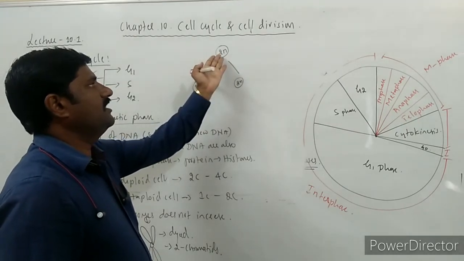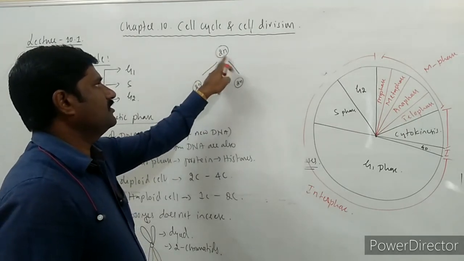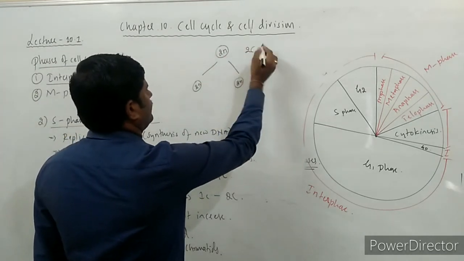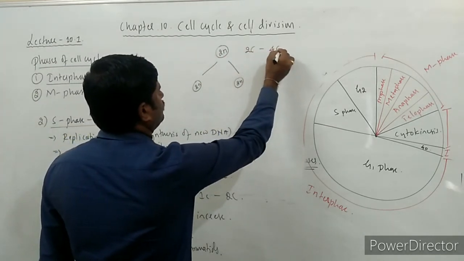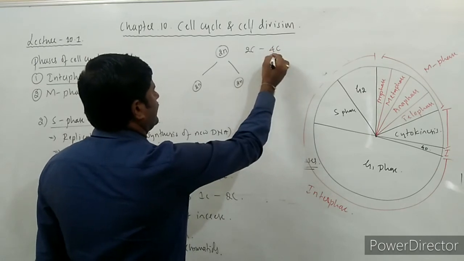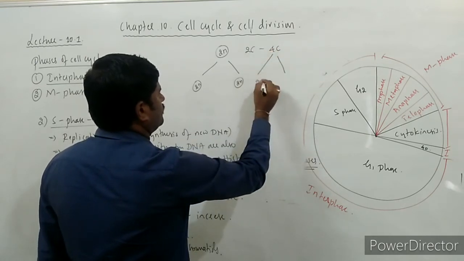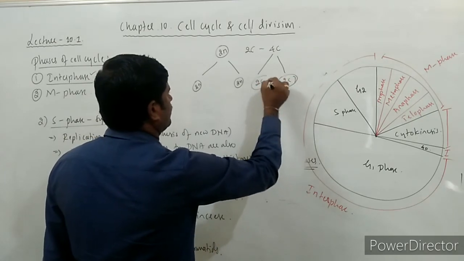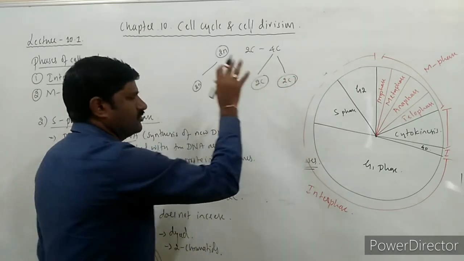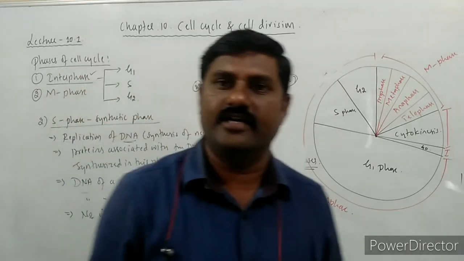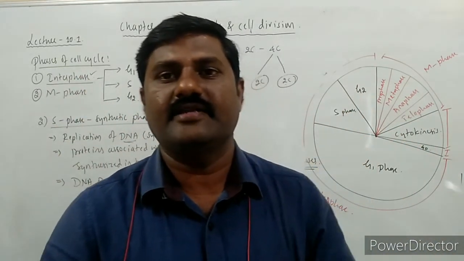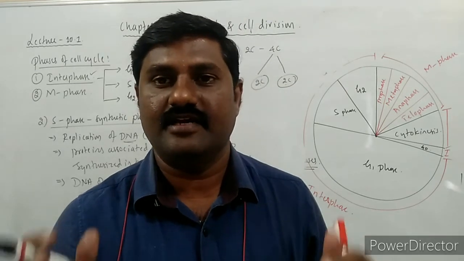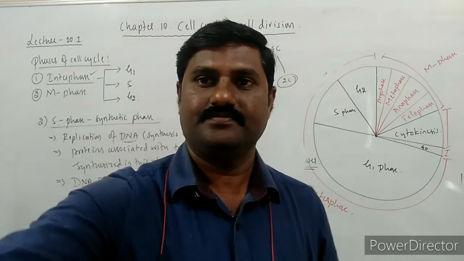When the DNA duplicates, that is 2n, 2C, and this 2C increases to 4C, and once again 4C is divided into 2C itself, right? So once again in the daughter cells the same number of chromosomes, or the same amount of genetic material, remains there itself. So this is about the synthetic phase.